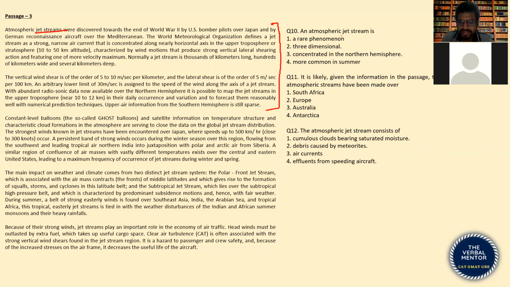I read the questions and see if they are doable. If they're direct fact-based questions, I do them. If they're understanding-based, I leave that passage for the time being, move on to the other questions, and then if time permits, I come back to that passage. This is my trick with such passages.